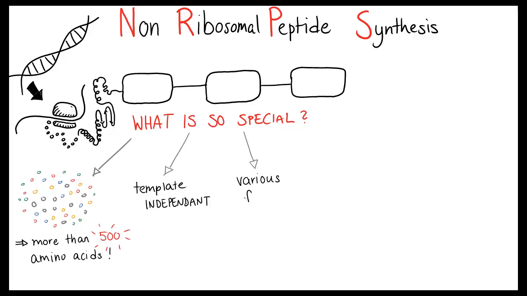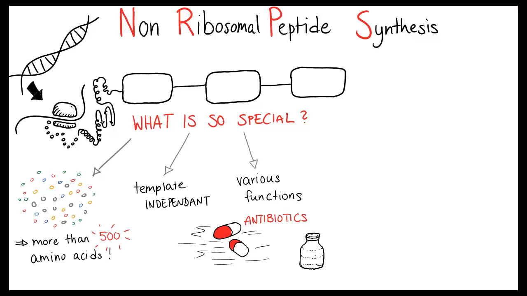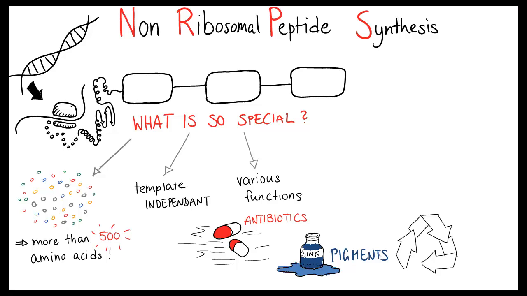The variety of monomers leads to different peptides with several different functions, such as antibiotics, pigments, or agents for recycling, and many more.